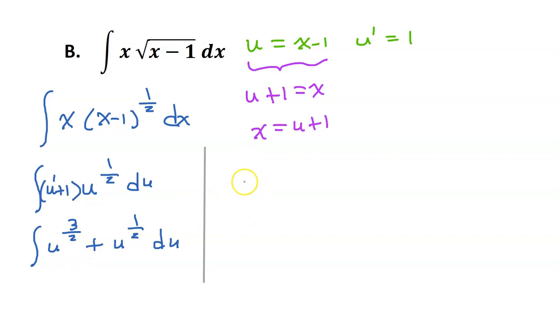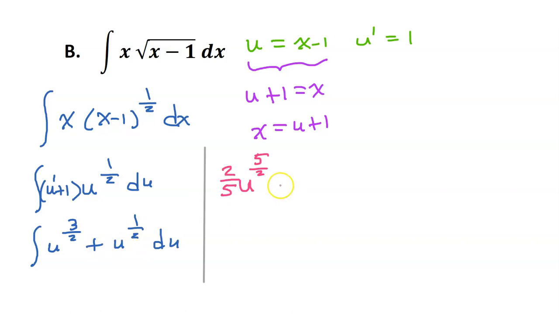Looking at the first term, let me write down my u. I need to increase this power by 1. So in my mind, I'm thinking I'm going to add 2 over 2. So that's going to be 5 halves. So I have u to the 5 halves power. Then I need to divide by my brand new exponent. Dividing by 5 over 2 is the same as multiplying by 2 over 5.